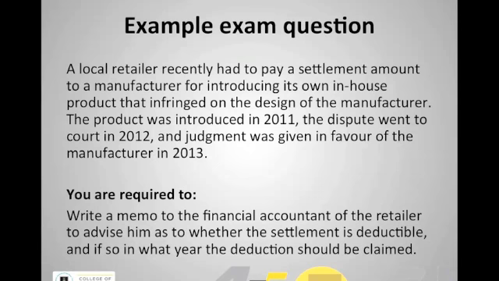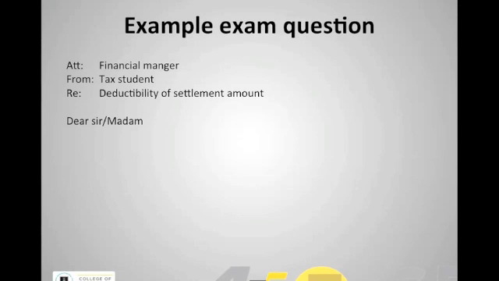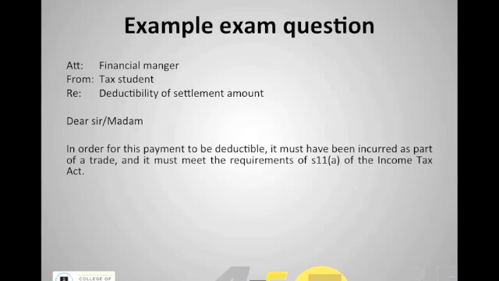Let's have a look. So first of all, if it asks for a memo, you should lay it out in memo format, and that will be worth a mark or two. Now, approaching the solution. The first thing you should do is identify which part of the Act we're in. So our first part of the answer says, in order for this payment to be deductible, it must have been incurred as part of a trade and it must meet the requirements of Section 11A of the Income Tax Act. If we're talking deductions, we should mention both the trade requirement and Section 11A, since technically the trade requirement falls outside of Section 11A.